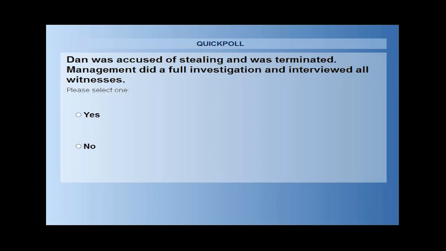So Dan was accused of stealing $25 from the register in the clerk's office. Management terminates him. During the grievance hearing, you find out that management interviewed everyone. They reviewed all of the security tapes, audited the cash register records, and they interviewed every witness. Management had just cause to issue discipline, yes or no?